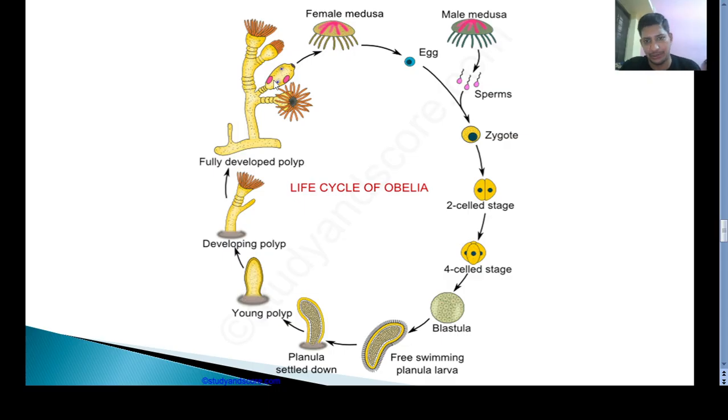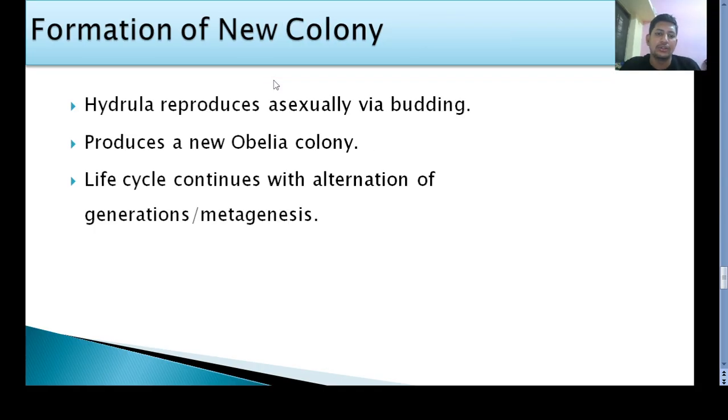Okay, so this type of life cycle is referred to as alternation of generation, because asexual reproduction is followed by sexual, then again asexual, sexual. Like this, the life cycle continues.